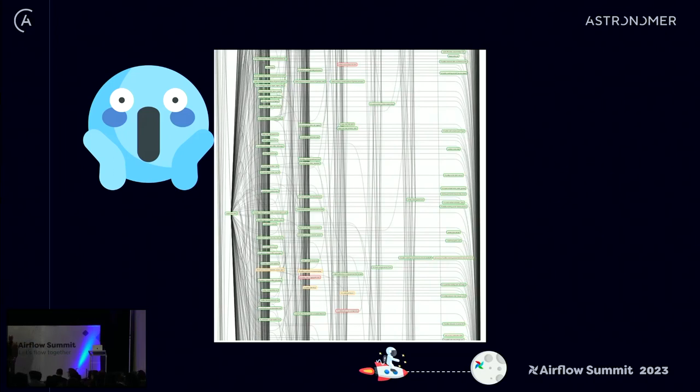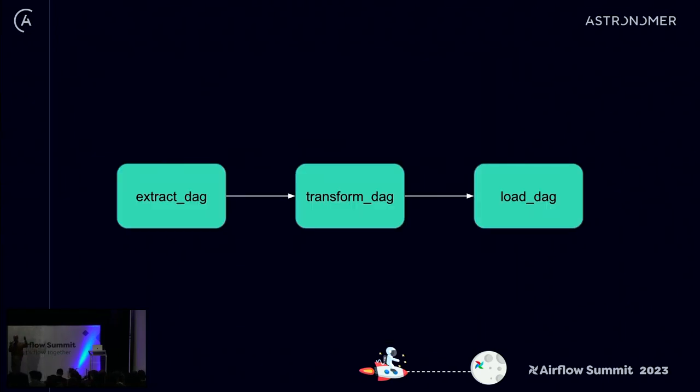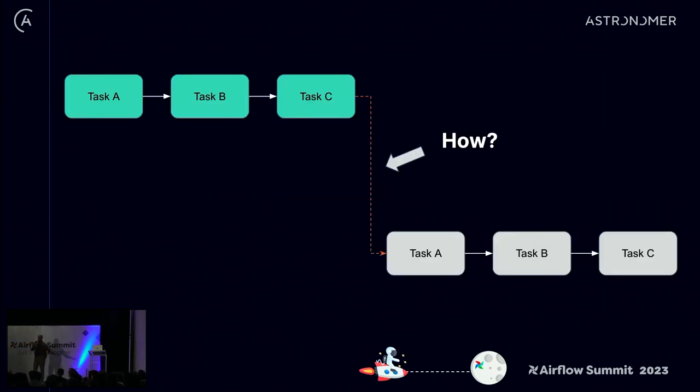And obviously you don't want to debug that. You don't even want to look at that, right? It's scary. But there is a way to solve that. And this is usually where you start looking for DAG dependencies. So instead of having one giant DAG, we will have three different data pipelines. One for extracting the data, one for transforming the data, and another one to load the data. But how do we do that? How do we create those DAG dependencies?